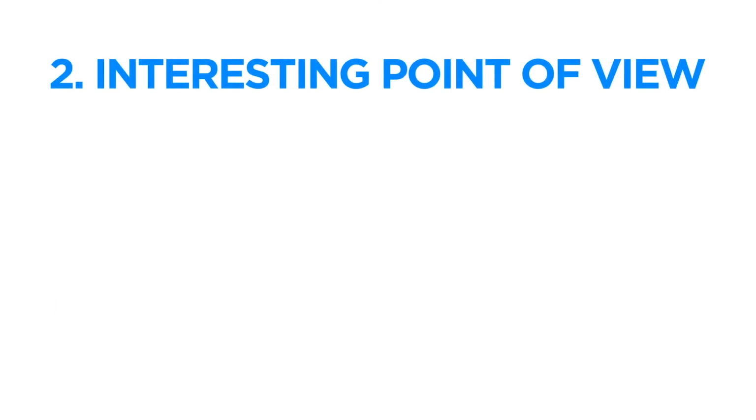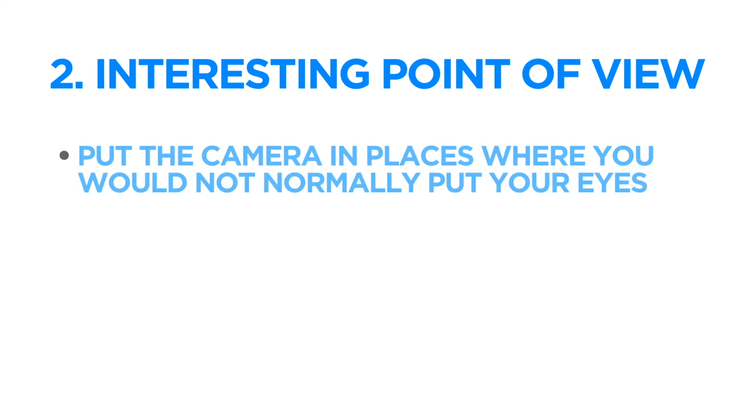Our next composition, big three, is number 2, which is an interesting point of view. Put your camera in a place that is different than where you would normally put your eye. Once you combine all these, it gets even more powerful. So don't just use one. See if you can use 2 or 3 of these big three in your photography.